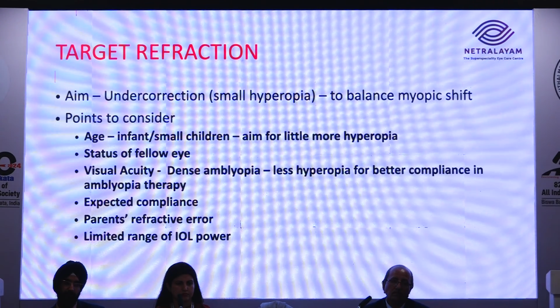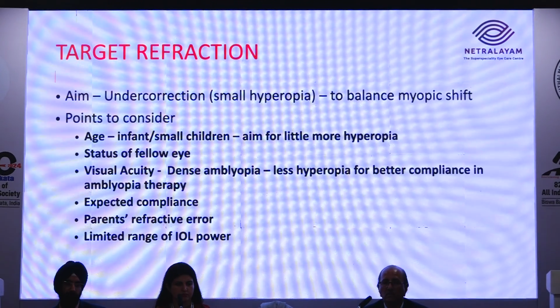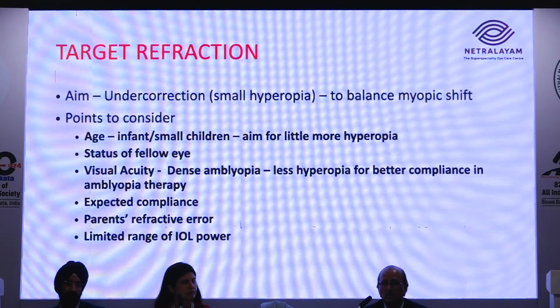Expected compliance is a very important factor. If the child is from a rural background, many times they come back with a history that they are not using spectacles. So in those cases, it is always better. And if it is a very young child also, we should err in favor of IOL implantation and a smaller hyperopia, because if the child is not using contact lens, the whole purpose of the surgery is lost. Parents' refractive error is another factor. Children of parents who have high myopia, then we expect a higher myopic shift.